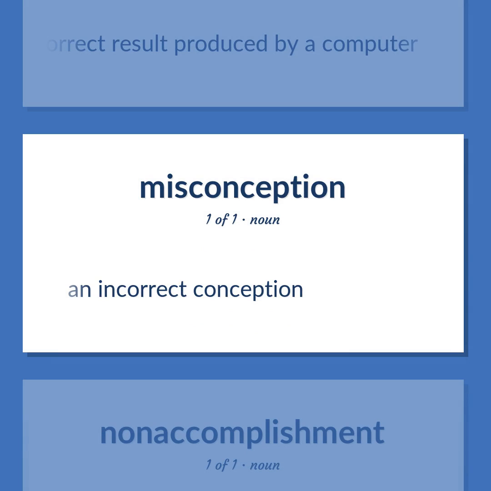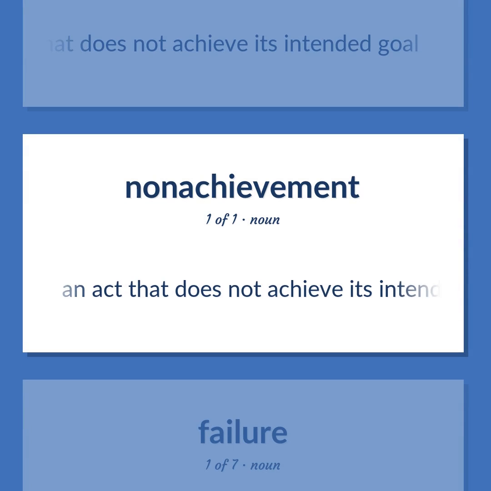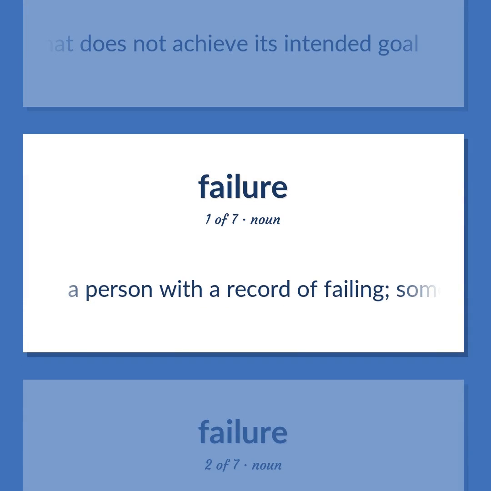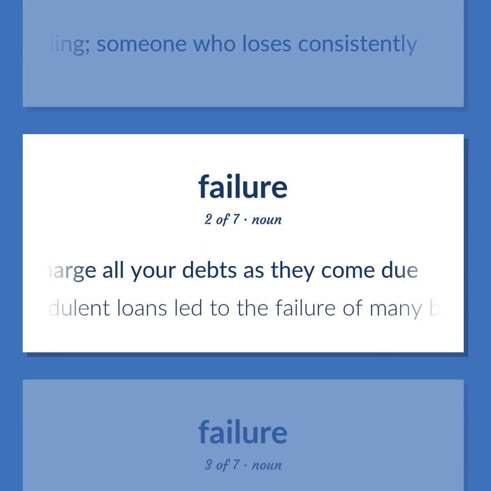An incorrect conception. An act that does not achieve its intended goal. A person with a record of failing. Someone who loses consistently. Inability to discharge all your debts as they come due. Fraudulent loans led to the failure of many banks.